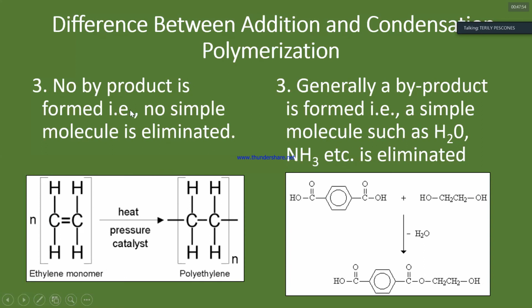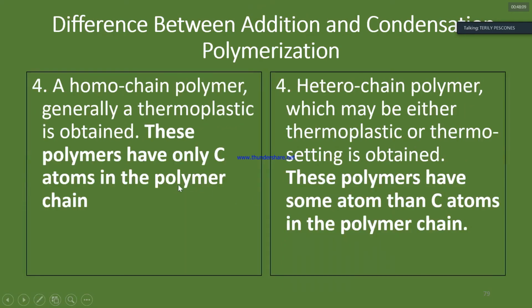Then, next is no byproduct. Pag sa addition, no byproduct. Pag sa condensation, meron tayong byproducts ng mga water or ammonia and so on. So, homochain polymer, heterochain polymer, which may be either thermoplastic or thermosetting is obtained. Okay, these polymers have some atoms other than carbon atoms in the polymer chain. Okay, these polymers have only carbon atoms in the polymer chain. Ito yung sa addition na. Ito yung sa condensation.